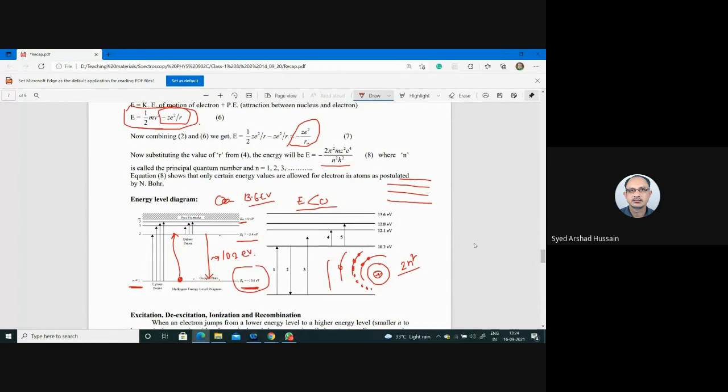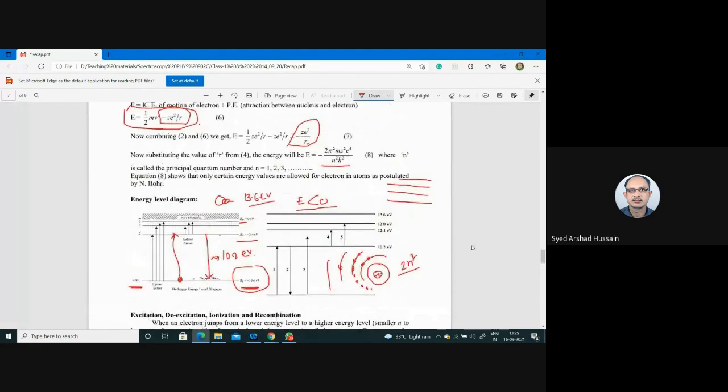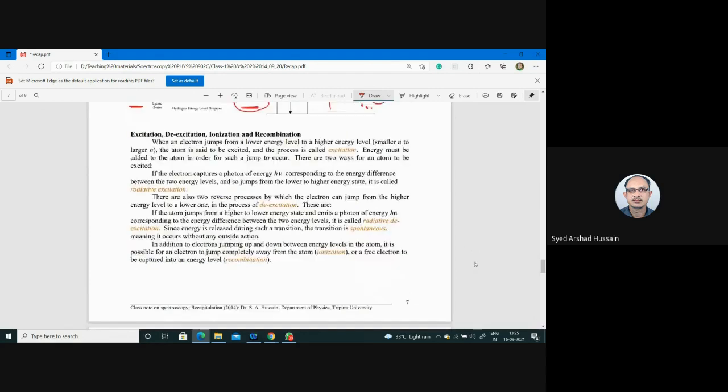So when it comes back from the higher level to the original level, we say de-excitation, just the opposite of excitation. And the excitation potential corresponding to the ground level to the next higher level is known as the resonance potential.